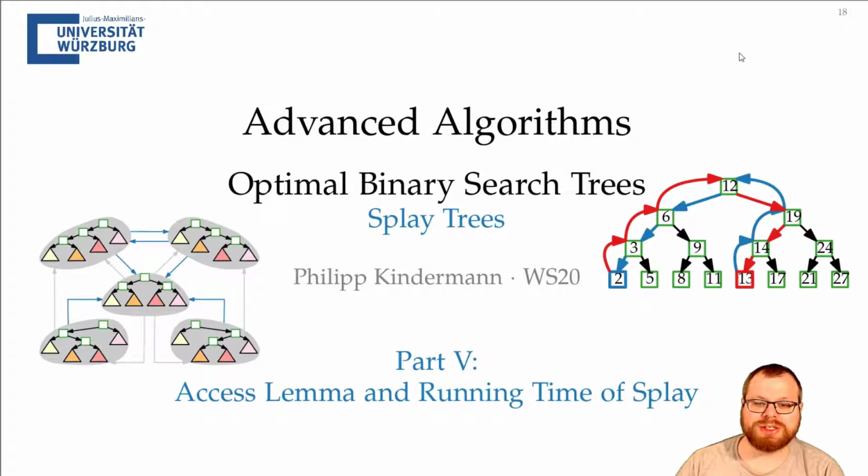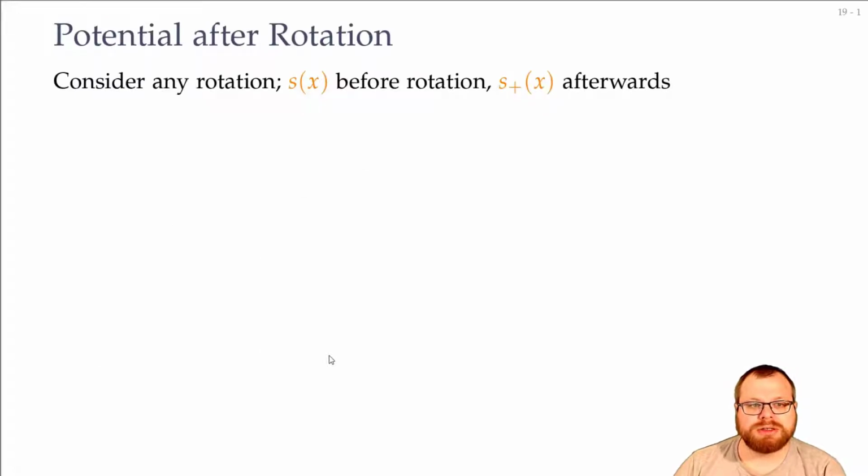In this part we want to analyze the running time of the Splay function and prove the so-called access lemma. The access lemma is the key lemma to prove all those properties of the Splay trees. So what do we want to do? We want to look at some rotations. That's all we do in the Splay trees.